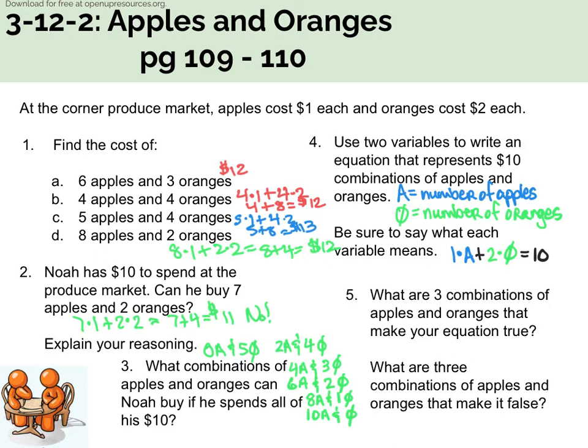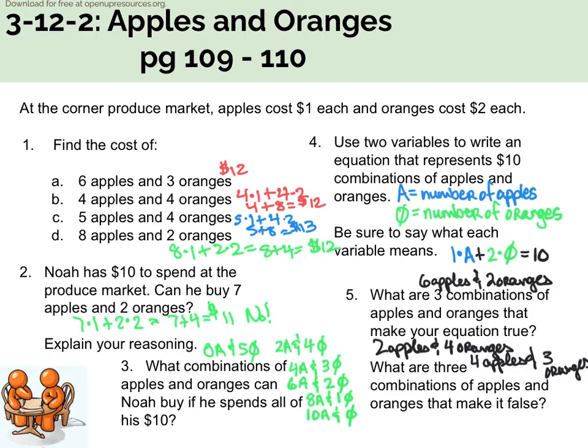So what are 3 combinations of apples and oranges that make your equation true? Well, I can say that I can have 2 apples and 4 oranges, because 4 times 2 is 8, plus 2 apples at $1, that makes our 10. What else can I do? I can say, oh, I have 4 apples and 3 oranges. And let's write one more. I can do 6 apples and 2 oranges.